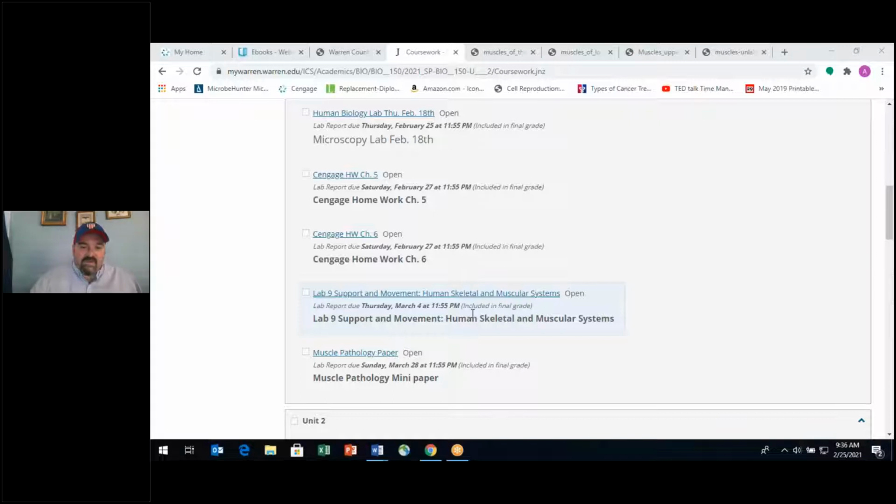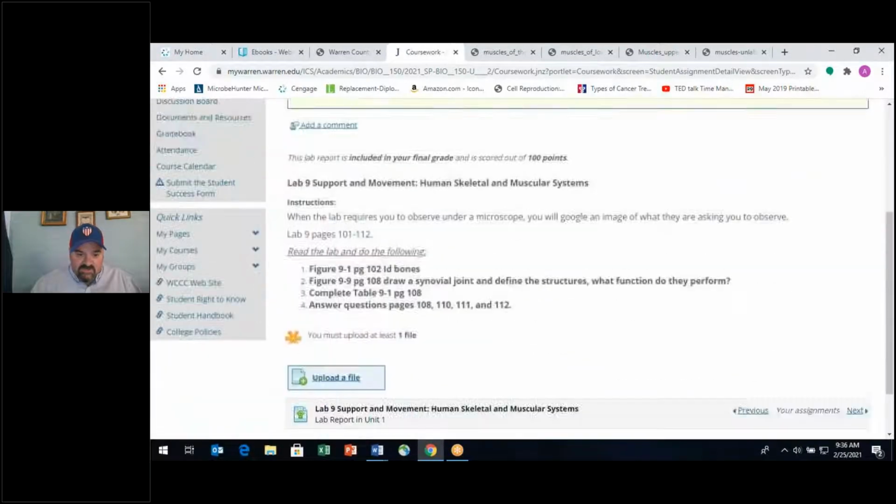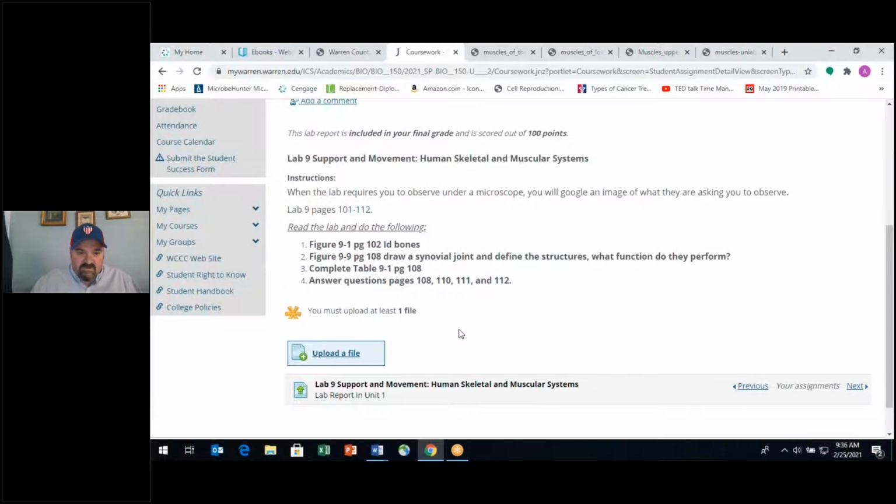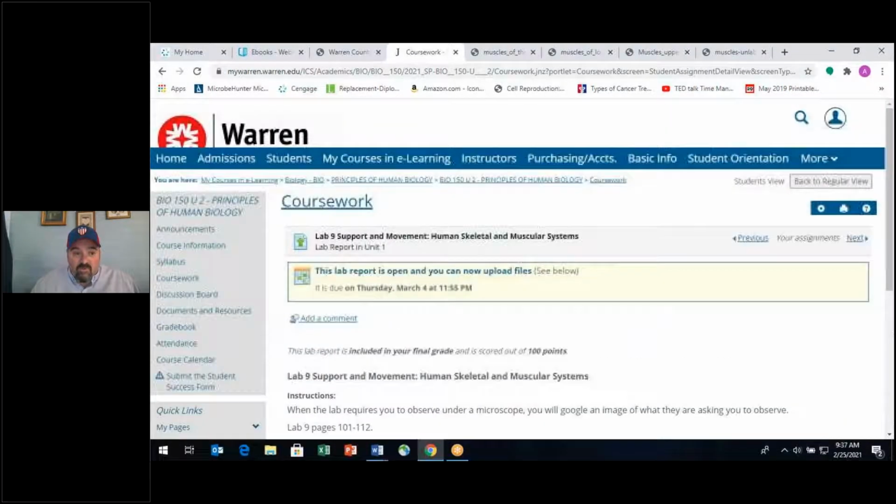I'll review a little bit of what you need to do for this. If you click on this, it'll give you the instructions on what to do. You'll be able to upload your file of information. You do not have to print anything from the lab manual, but you'll follow what's being said in the lab manual, and I will go over that with you all.